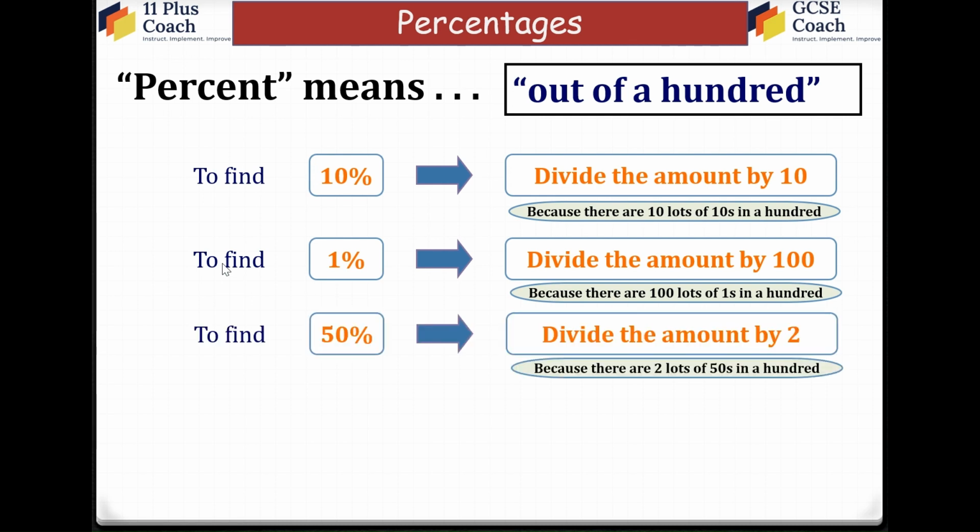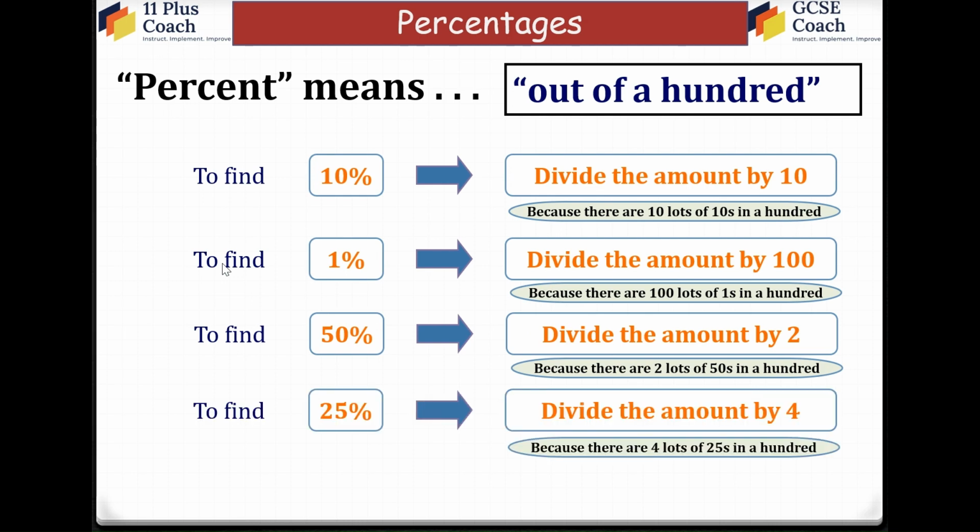Then there are some other common ones which you should be able to find in a straightforward manner. To find 50%, now 50% means a half, because 50% means 50 out of 100, which means a half. So you simply divide the amount by 2, which will be halving the number. And likewise, to find 25%, you divide the amount by 4.